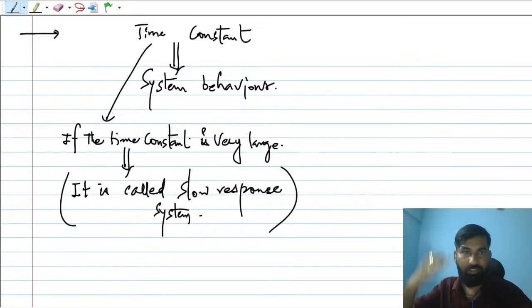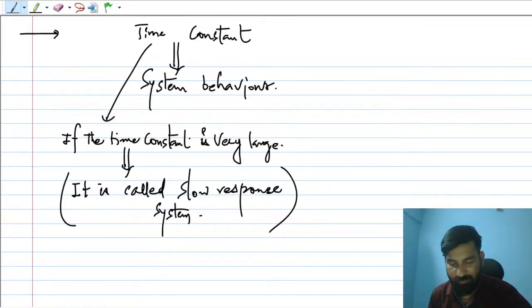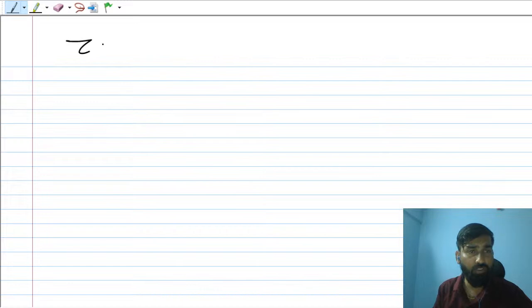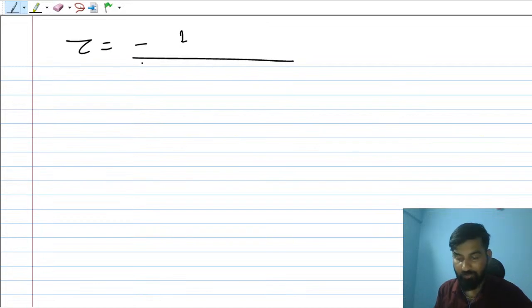Time constant system we have here. If the time constant is very large, it is called slow response. Practically, any system takes 5 tau to reach the steady state. 5 tau. So how to write the time constant? Time constant can be found out like this: the negative of the real part of the dominant pole.